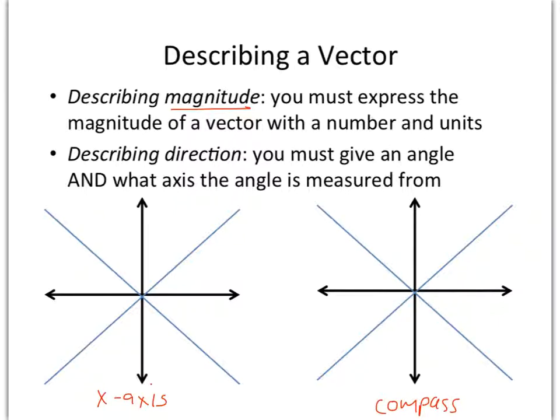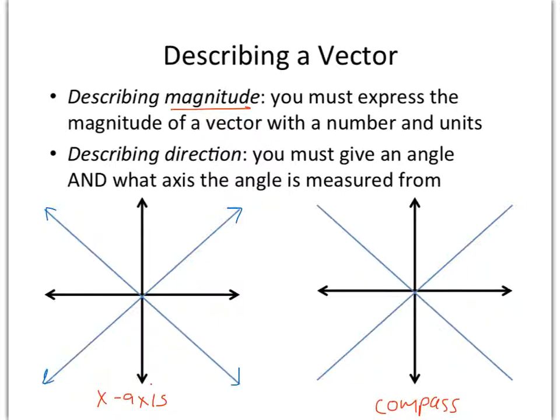Okay, so let me switch to blue right here. All these blue lines, let's say, are vectors. The black lines are our x and y axes. These blue lines are vectors, and that's indicated by the arrowheads right there.